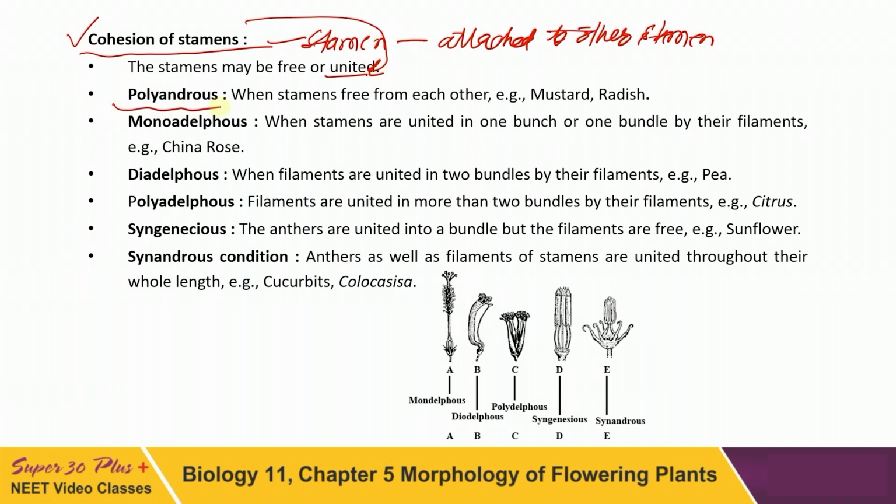In some cases, the stamens are not united, all are free. Stamens are free, as is found in the case of mustard and radish. The condition is known as polyandrous. Poly means many, androus, polyandrous.